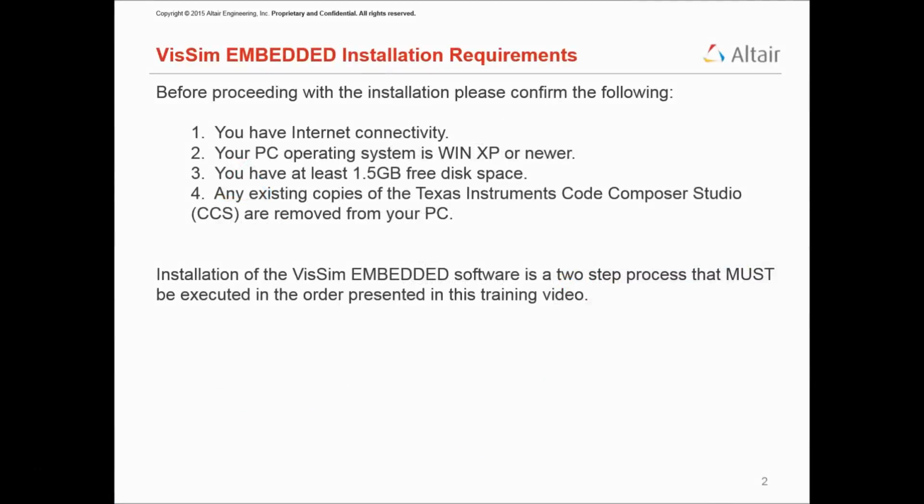Before we get started, we need to make sure that your computer has internet connectivity, you're operating WinXP or newer, which includes Windows 7, 8, and so on. You have at least 1.5 gigabytes free disk space, and any existing copies of the Texas Instrument Code Composer Studio are removed from your PC. This installation is a two-step process, and you must follow it in the order presented in this training video.